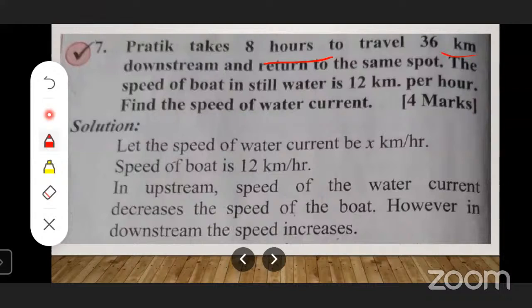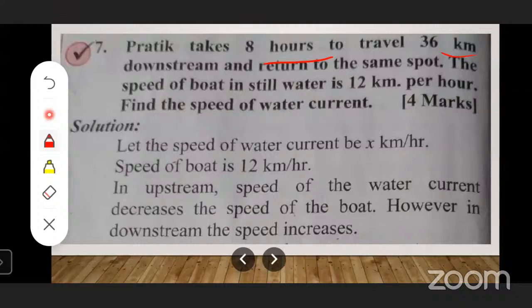The speed of the boat in still water is 12 kilometers per hour. Now, what is the speed of the boat in still water? Still water means steady water. It is not running water. It is still water. What is the speed of the boat in still water? Yes, 12 kilometers per hour, right? Now, what do we have to find out?